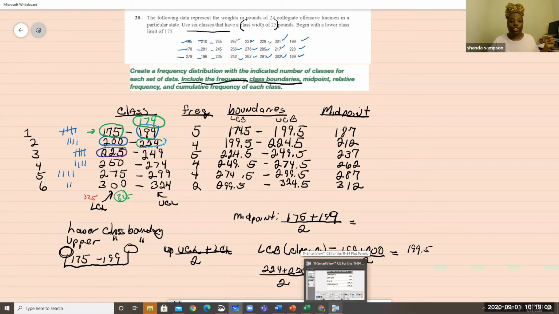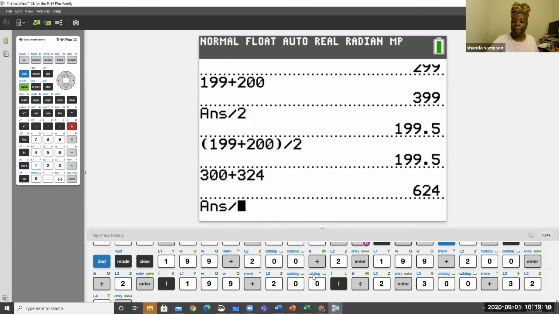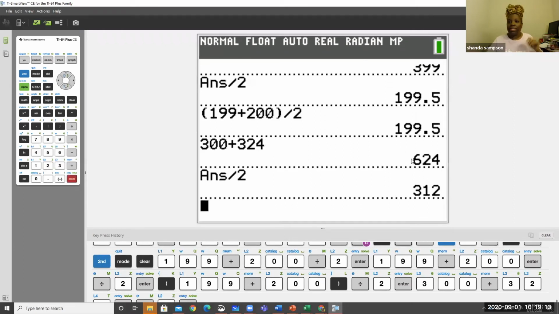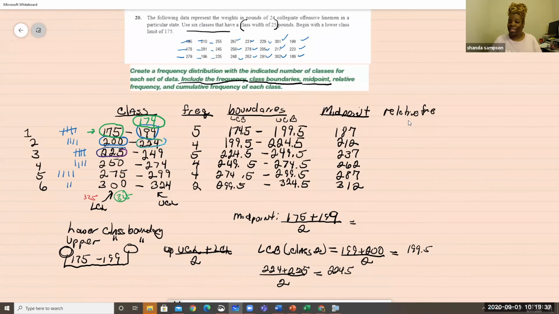Anyway, all right, so we get 300 to 324. So you take your 300, add the 324. Booyah, divide that by 2, and there you go with 312. So that's your midpoint. Shucks, we almost finished. Didn't get this long problem. Oh my God! Okay, relative frequency.